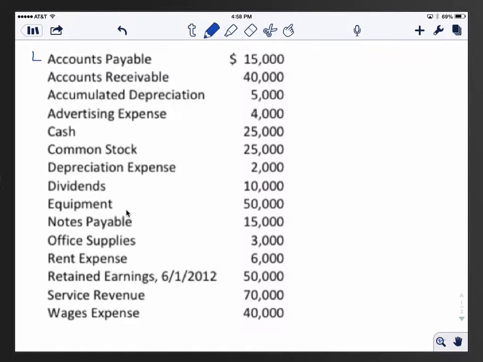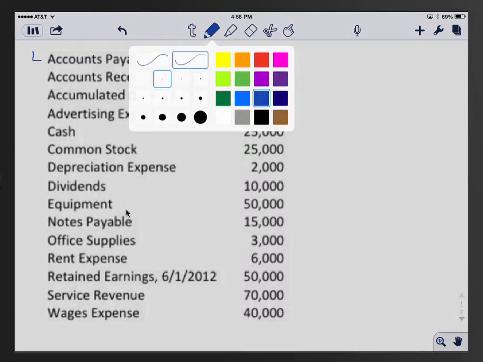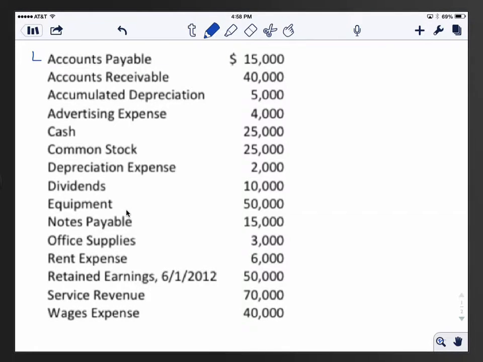You might want to just go down the list here and see if there are any more that have the word payable in them. Do you see any of those? I see one right here, notes payable. So I'm going to put an L by that. What else do we have? Well, let's go back to the top. Accounts receivable, that's an asset. It's a current asset, in fact.